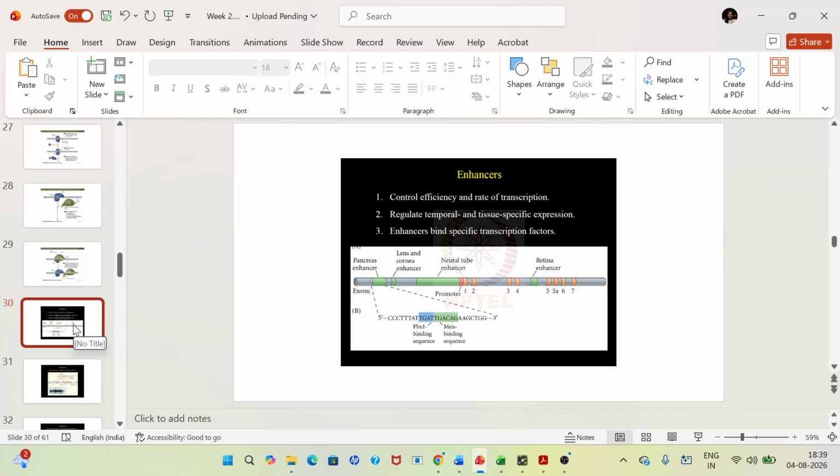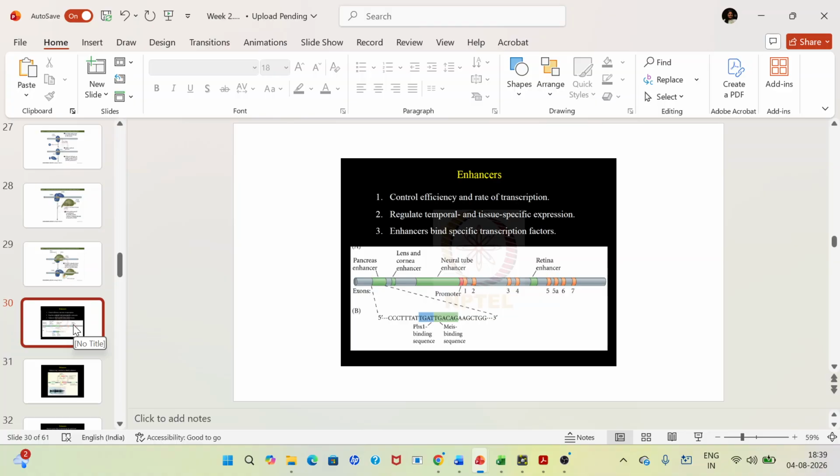Okay. Now the meaning of different terms. First is enhancers. So what are enhancers? They control the efficiency and the rate of transcription. They regulate the temporal and tissue specific expression. Okay, so what do they do? One is the efficiency and rate of transcription, that is, at which rate the transcription will occur. It shouldn't be too fast, it shouldn't be too slow. So all this can be managed by enhancers only.